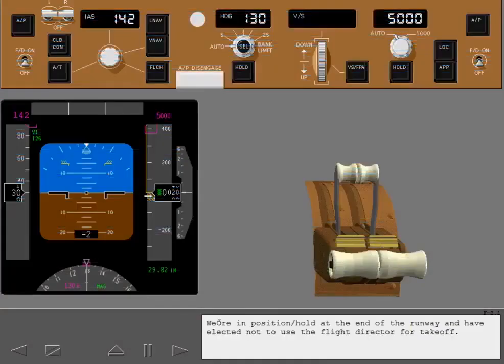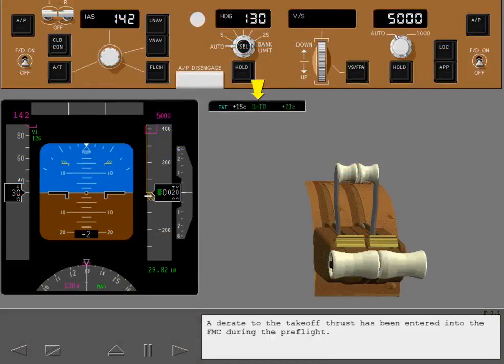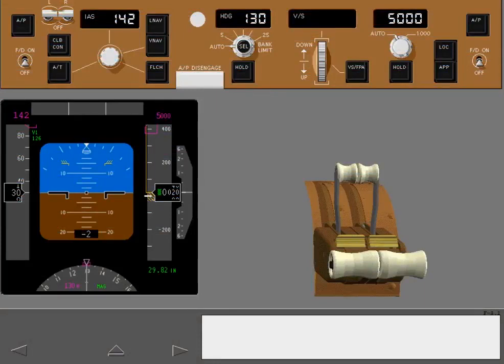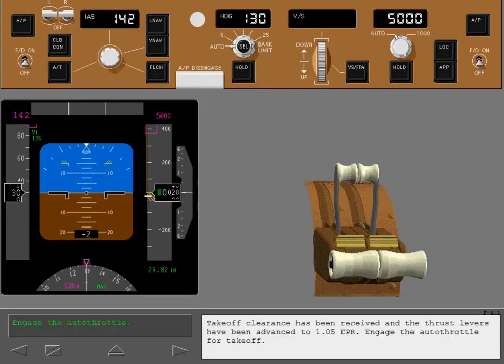We're in position hold at the end of the runway and have elected not to use the flight director for takeoff. A derate to the takeoff thrust has been entered into the FMC during the pre-flight. Takeoff clearance has been received and the thrust levers have been advanced to 1.05 EPR. Engage the auto throttle for takeoff.